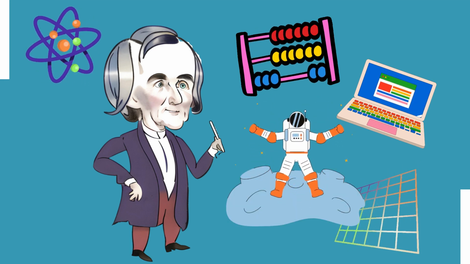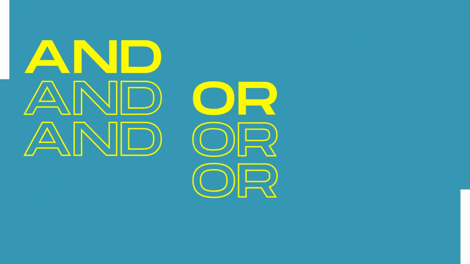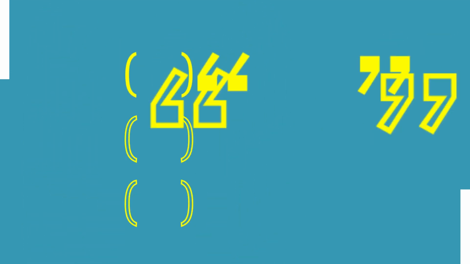Boolean searches use and, or, not, parentheses, and quotation marks. Let's look at what each of these words does to a search.